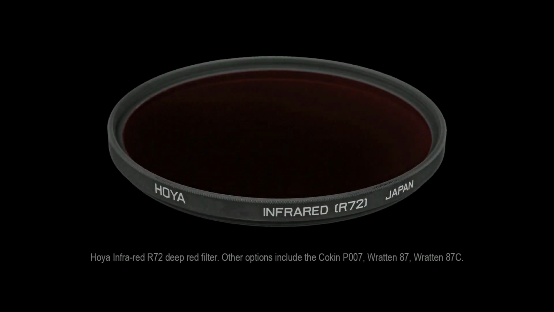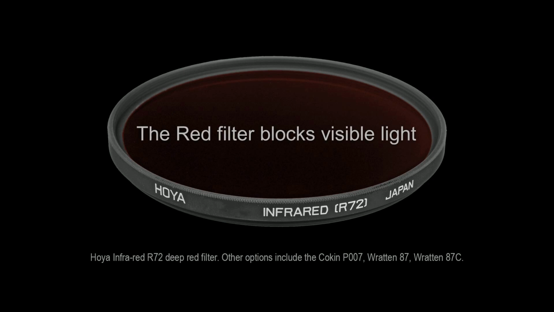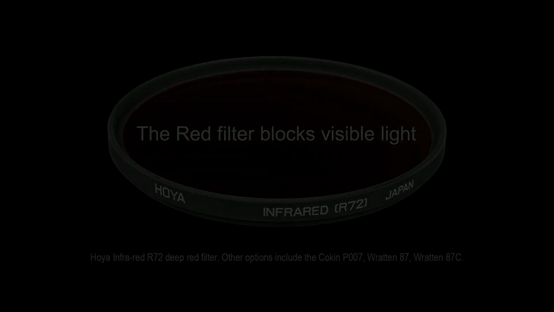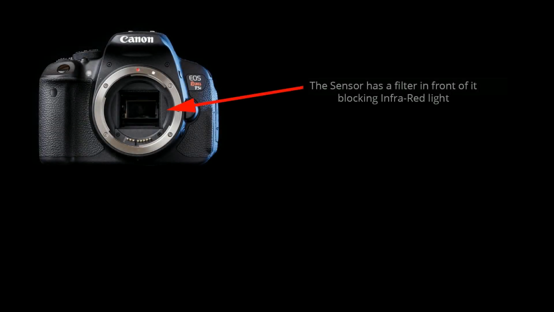The second option is to use an infrared filter over our lens. Now the idea here is that a very deep red filter is used to block visible light falling onto the sensor, but it does allow infrared light through. However, in practice there is a problem with this method because our digital cameras also have an infrared blocking filter sitting over the sensor.